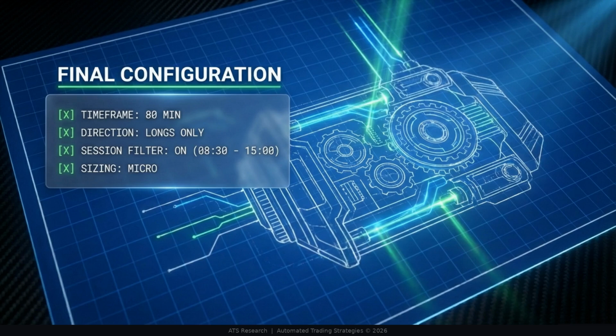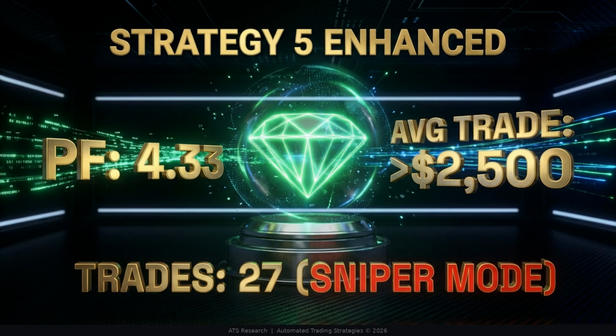So what's the final configuration running in the incubator now? We locked it in, 80-minute time frame. We did set it to longs only just to maximize that edge we saw. And of course, the session filter is set to true. And the final numbers on that version? It gets you 27 super high-quality trades with a massive 4.33 profit factor. Each trade is now worth, on average, over $2,500. Beat efficiency over volume. Every single time.